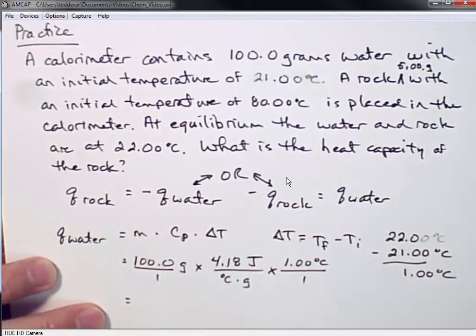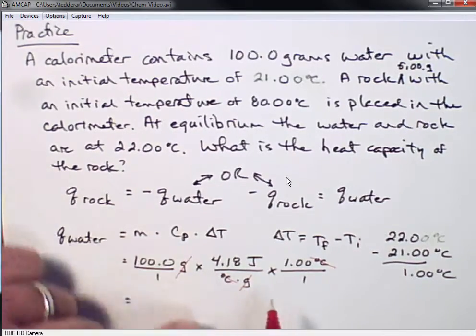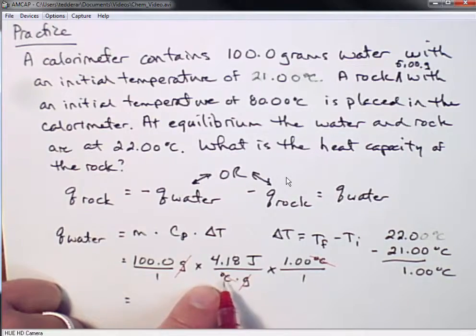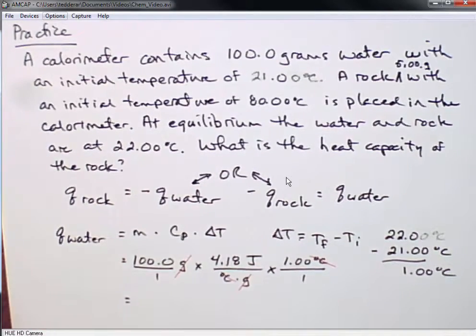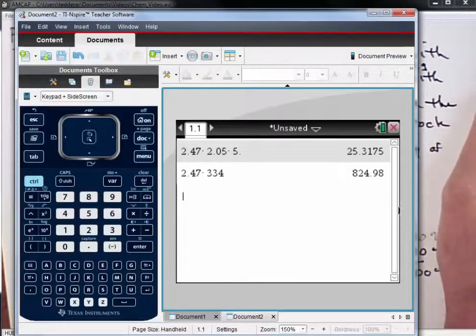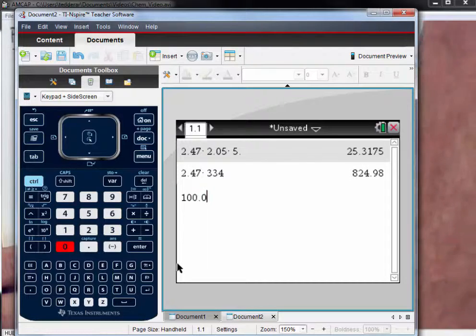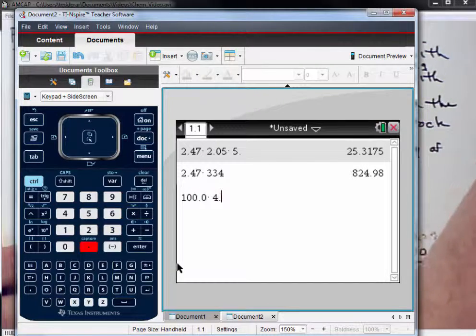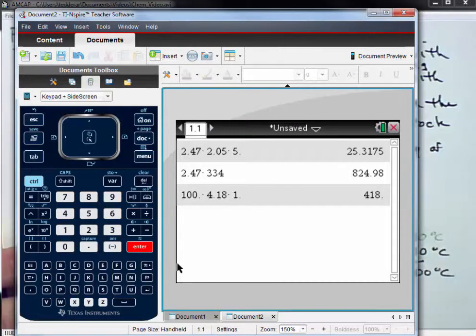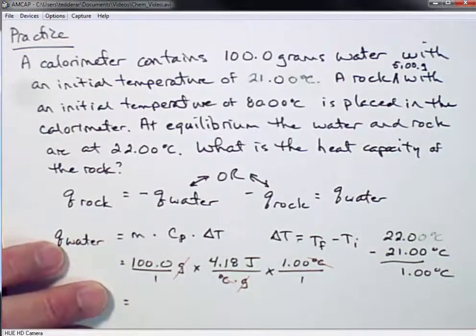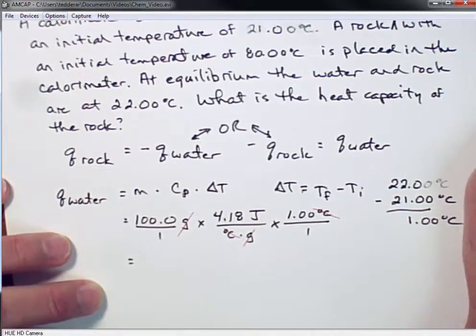Alright, so the solution is we're going to cancel out units. Grams on the top can cancel grams on the bottom. Degree C on the top can cancel degree C on the bottom. Okay? And so we just do the multiplication now. Bring up the calculator. 100.0 times 4.18 times 1.00. I bet you already know what that answer is. Okay? You probably could have figured that one out in your head. That one's pretty easy. Okay? So 418 is our answer.